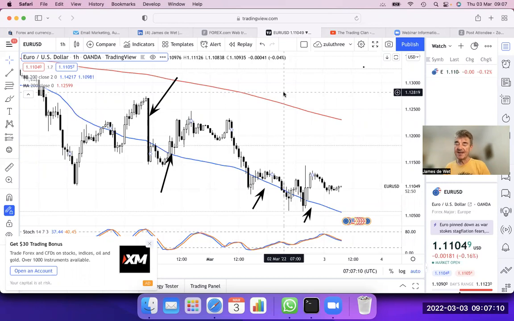I must emphasize that this trading clan is not a signal service. It's not designed to tell you when to get in and out of trades. It's really to teach you and train you and to show you how to understand these systems yourself so that you can do it without my help. But I will guide you and show you what I'm doing, not always in real time, but as often as possible.